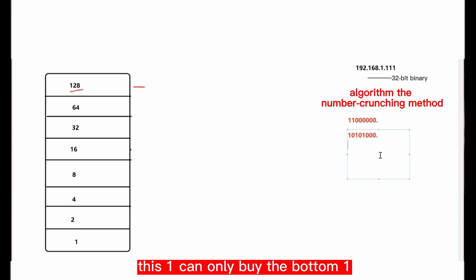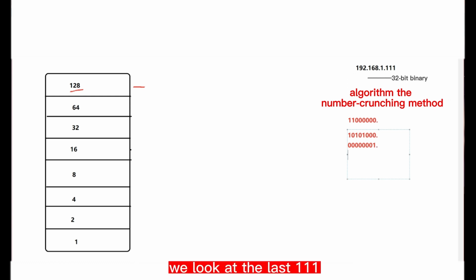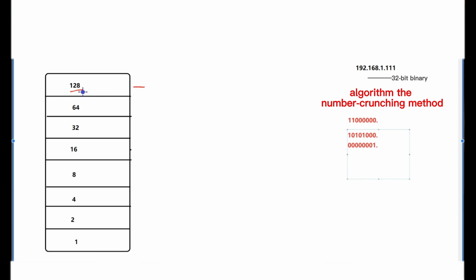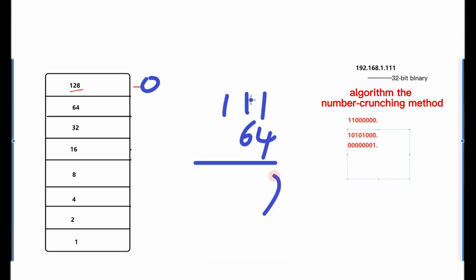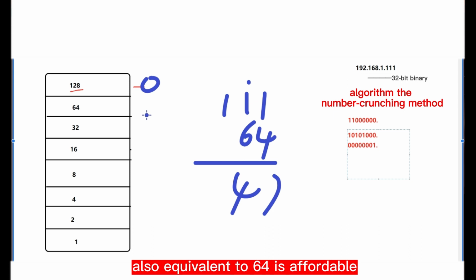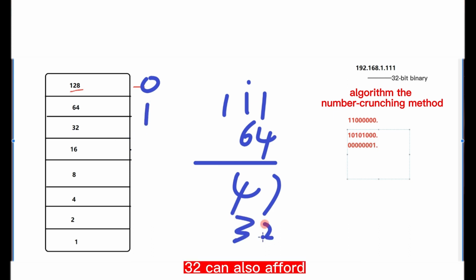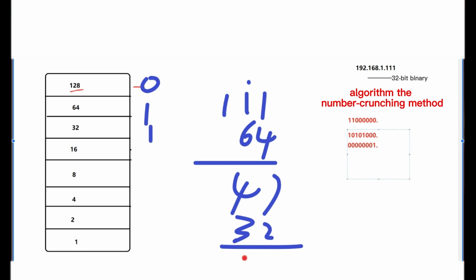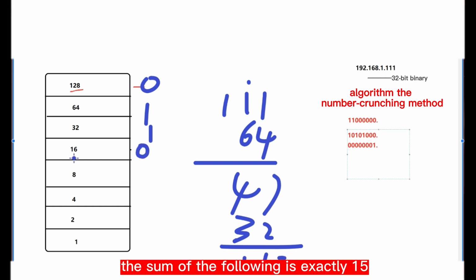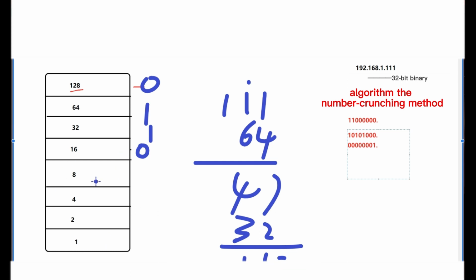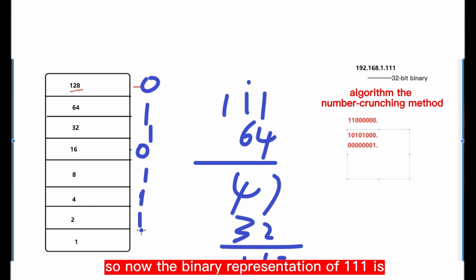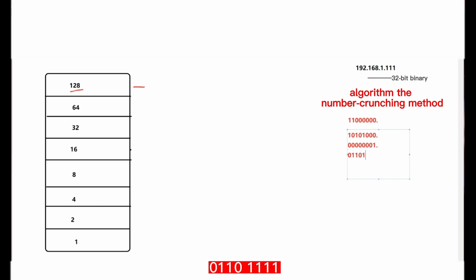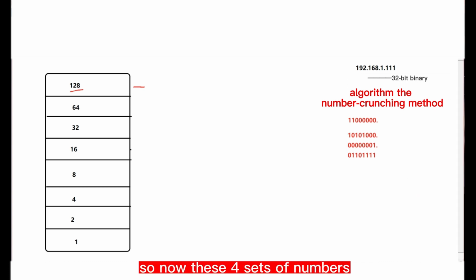We won't talk about the third one. This one can only buy the bottom one, so there are 7 zeros in front. We look at the last one, 111. First of all, 128 can't be bought, value is 0. 111 minus 64 equals 47, so 64 is affordable, value is 1. 32 can also be afforded, value is 1. Then subtract 32 from 47, equal to 15. 16 can't be afforded, value is 0. The sum of the following is exactly 15, so you can buy all of them later and all values are 1. So the binary representation of 111 is 01101111.